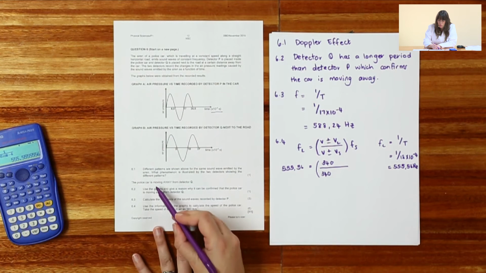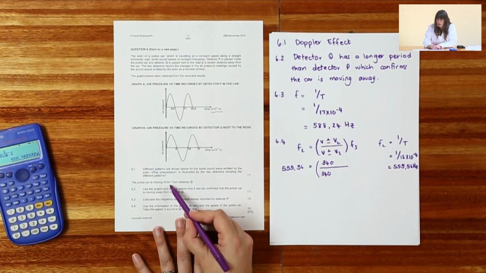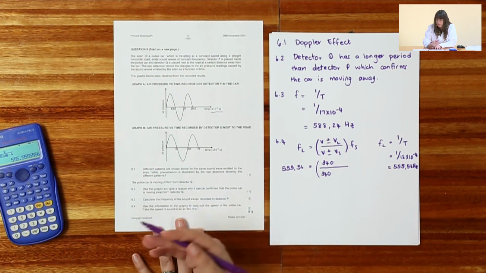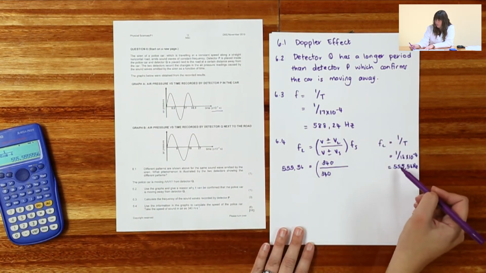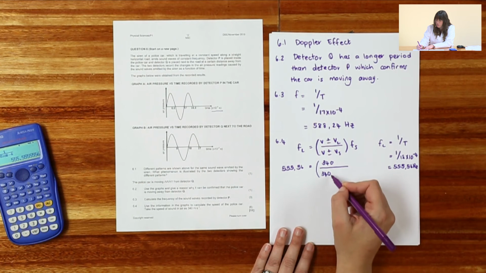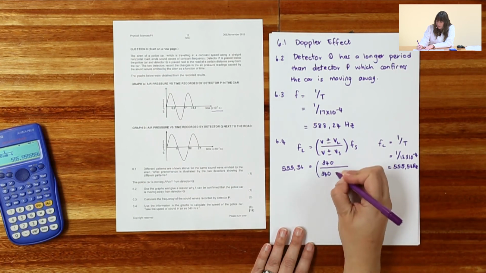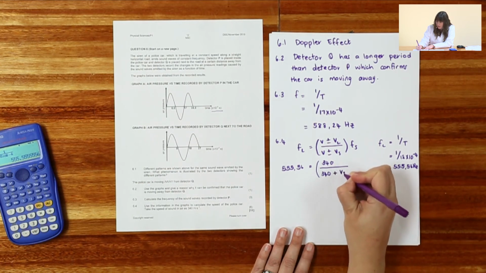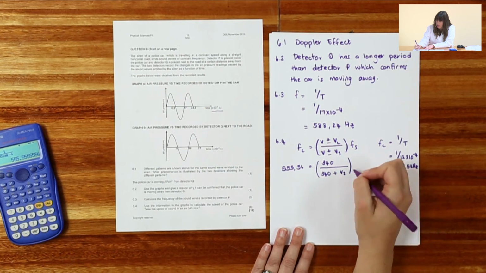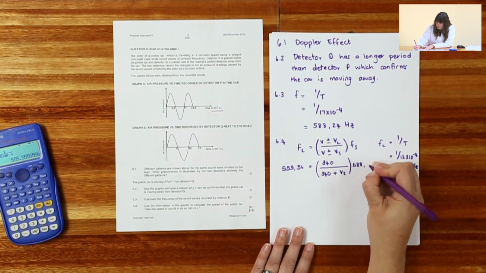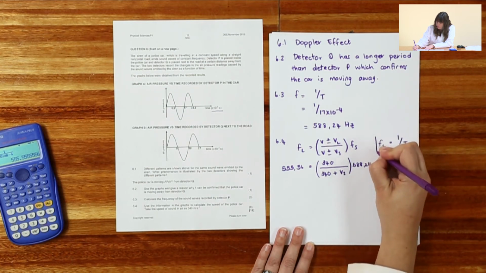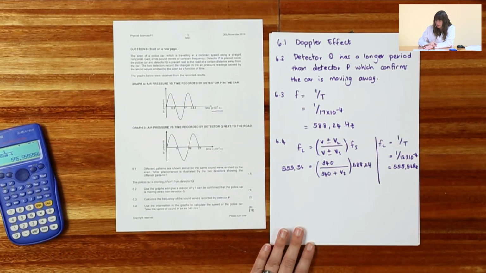Well, remember, the source is moving away. If it's moving away, we expect to get a lower frequency, and we did. We can even check there, we get a lower frequency. How are we going to do that? Well, we need to divide by a bigger number. So we're going to add Vs at the bottom, and then we're going to multiply it by the frequency of the source, which is that one there, 588.24. Let's make a little line there so we can see that that's separate.